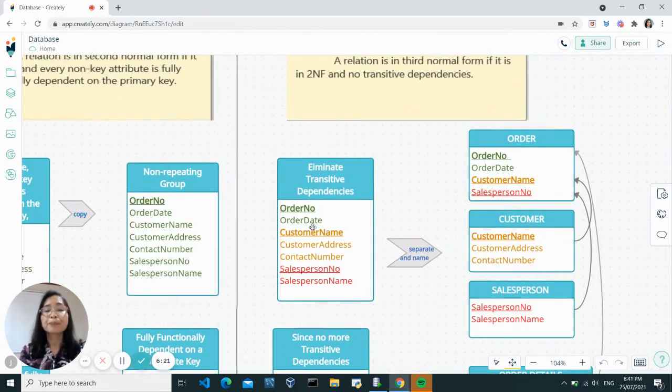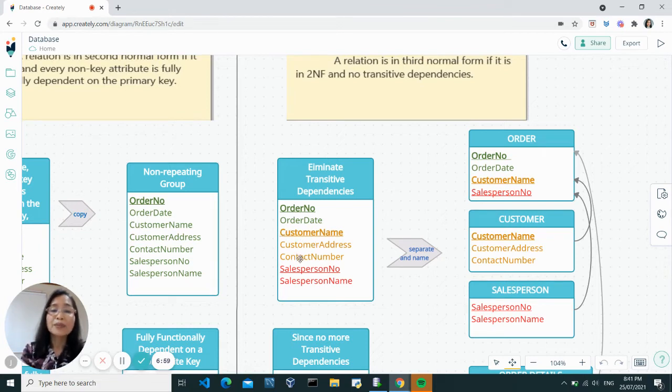But here, we eliminate transitive dependencies. For example, order date is dependent on order number, which is a primary key. This is correct. Customer name is dependent on order number. But customer address, I don't need to know order number for me to know customer address. All I have to know is the customer name, which happens to be a non-primary key. So this is a case of a transitive dependency.